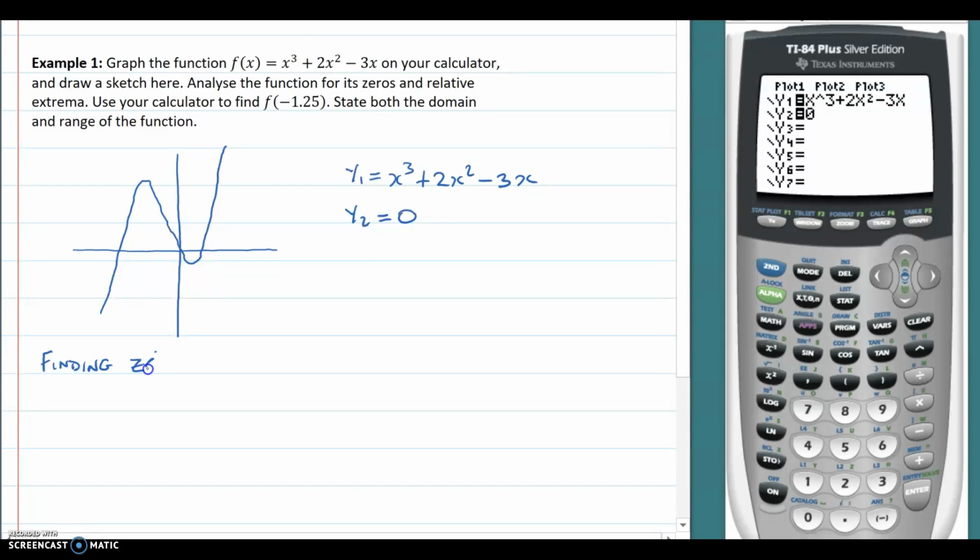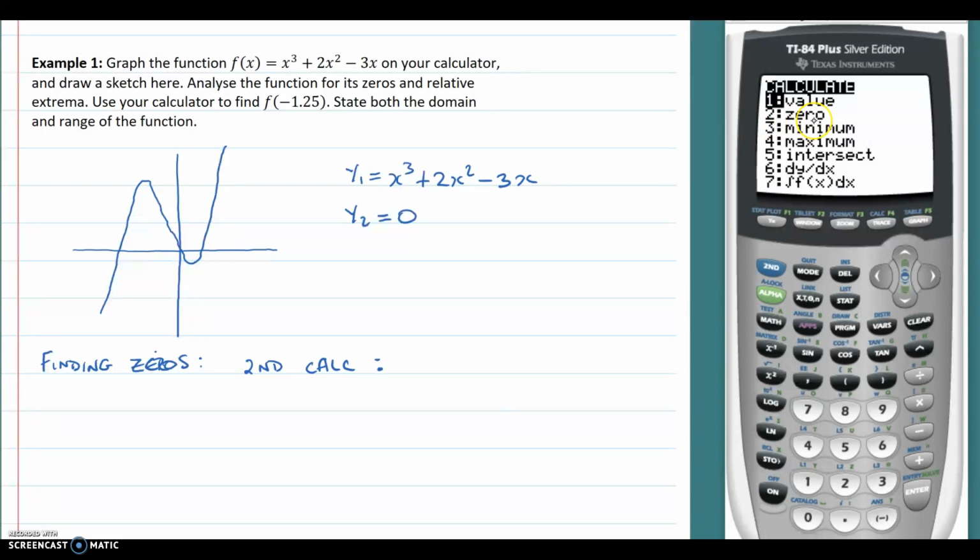And again, this is something we've done already this year, but it's easy to forget. So what we're going to do is press second and calc, and one of the options we have is number 2, zero, but we're not going to use that because we've done this before, and we did it using the intersect menu instead. So we're going to pick 5 intersect, and the reason we can do that is because we set y2 equal to 0. That's the only reason we did it, and that allows us to do it this way.